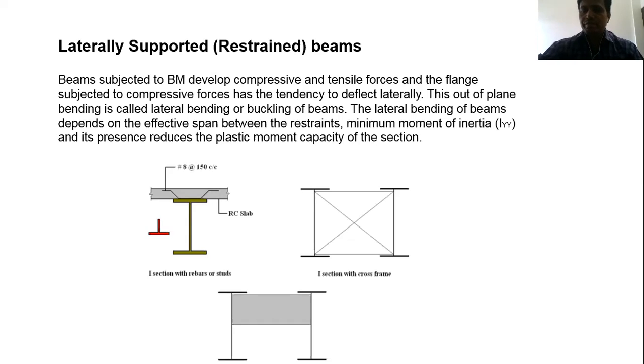If any beam has a slab, it can be RCC, it can be steel also, at the top flange or at the bottom flange, it is called laterally supported. That means the top or bottom flange is laterally restrained, so it cannot buckle laterally. This type of beam is called a laterally supported beam.